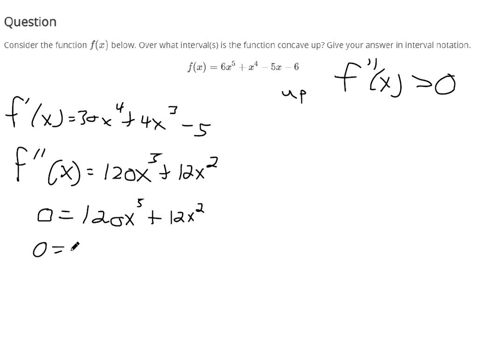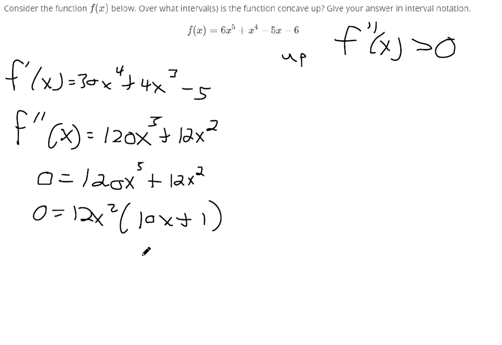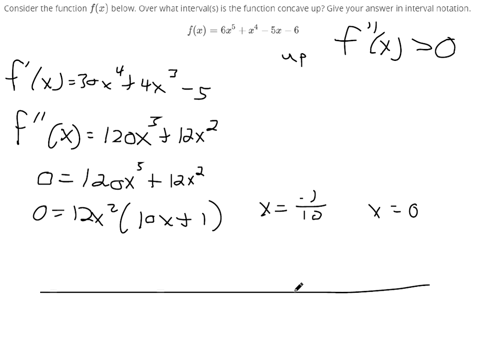To solve, we just factor out a 12x squared, and we're left with 10x plus 1. And then to finish solving, we get x equals -1/10 and x equals 0. Those are potential places to change concavity. So here's x equals 0, here's x equals -1/10. We want to test a value in between those two.